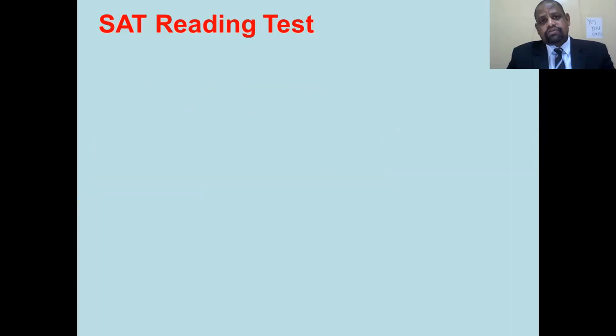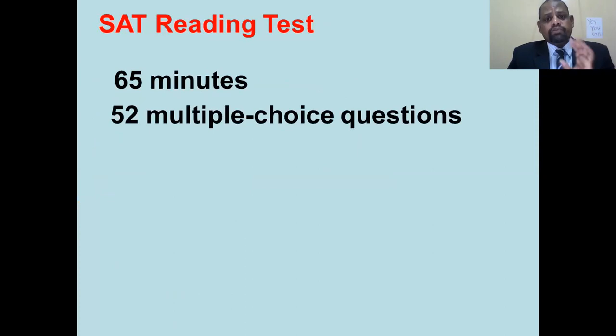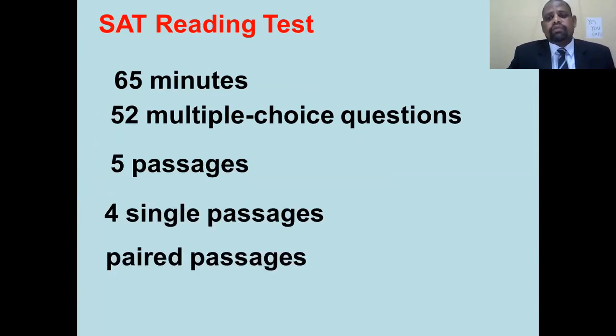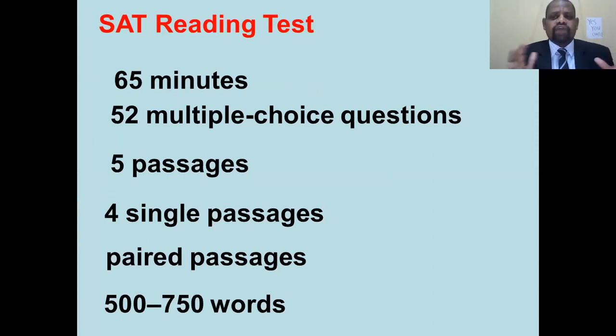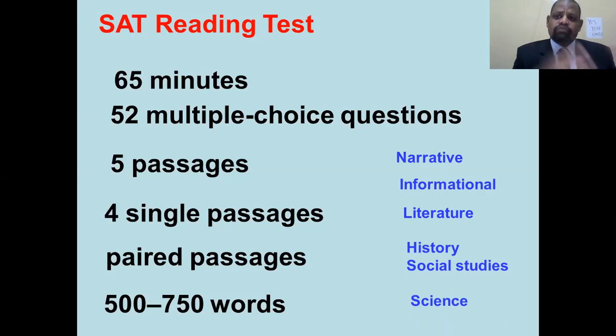SAT reading test. We have 65 minutes to answer 52 multiple choice questions, A, B, C, D, based on 5 passages: 4 single passages and 1 paired passage. They are between 500 and 750 words. They might be narrative, informational text, literature, United States literature or world literature, history or social studies topics, science, chemistry, physics, biology, and so on.